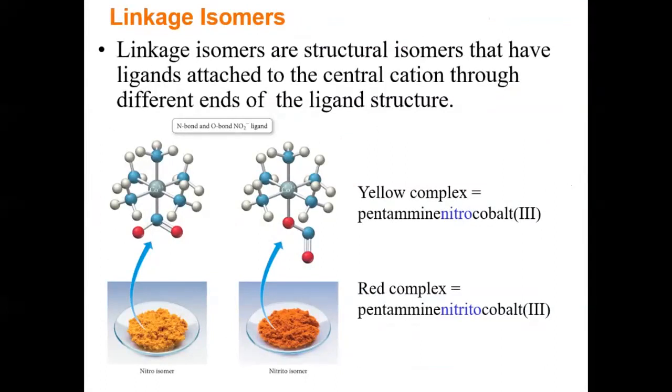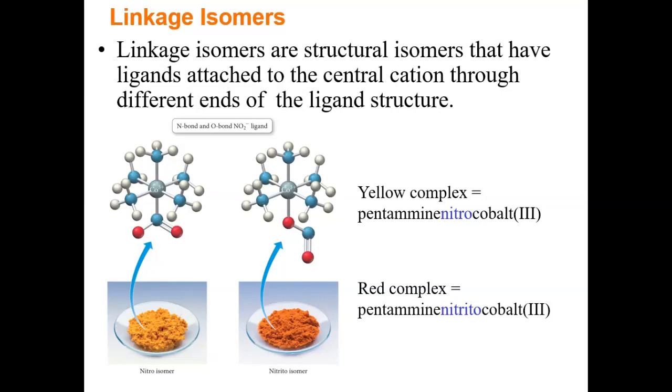So this is an example of what we call a linkage isomer. Notice that these are structural isomers where the ligands are attached to the central cation through different ends. So basically, this is a ligand that has more than one possible donor atom. It only uses one at the time that it forms the complex ion, but it could use the other atom in the structure there. So for example, in this case, we have NO2, nitrogen dioxide.